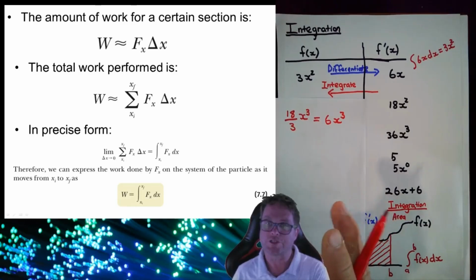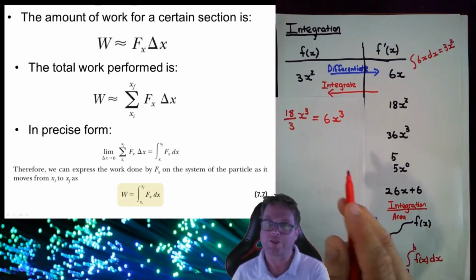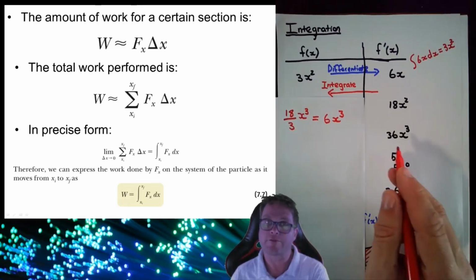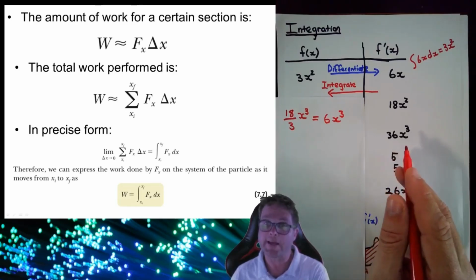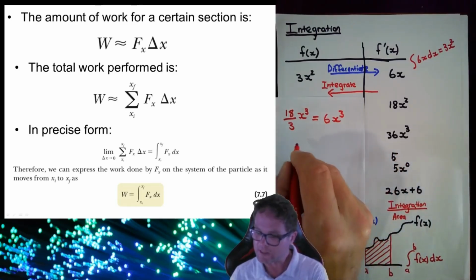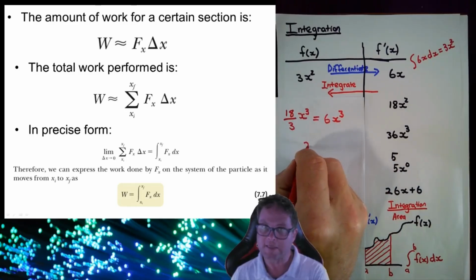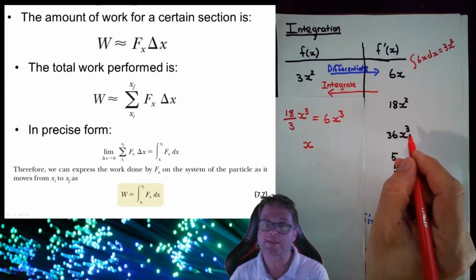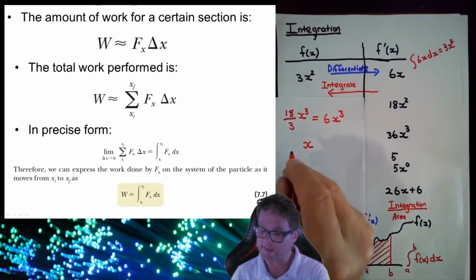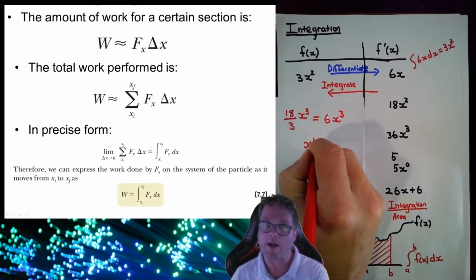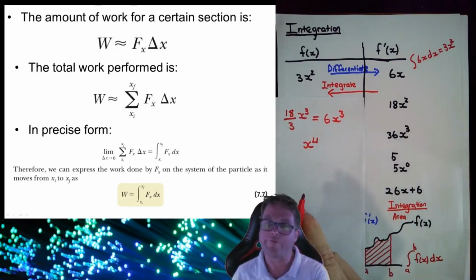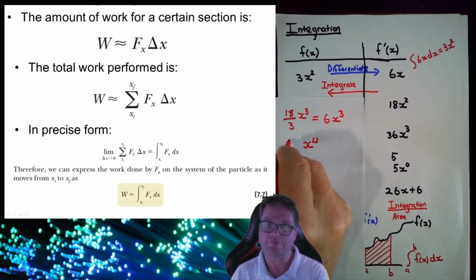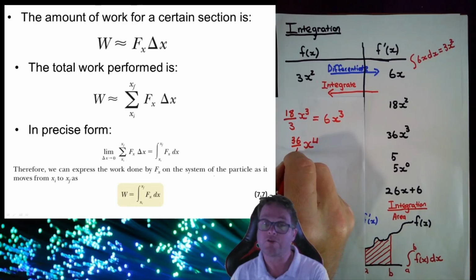If we want to take the function 36x to the power of 3 and we want to integrate that, then I start off by writing the x, and at this time the power is 3. Now remember, I need to increase this power by 1, so I change the 3 to a 4, and then I need to divide the number 36 by the new power. The new power is 4.